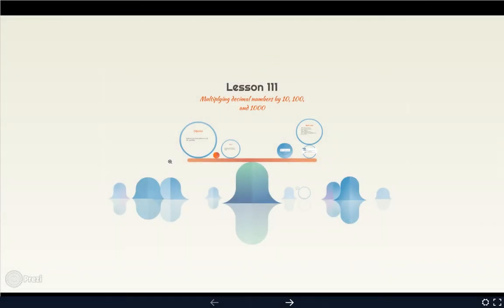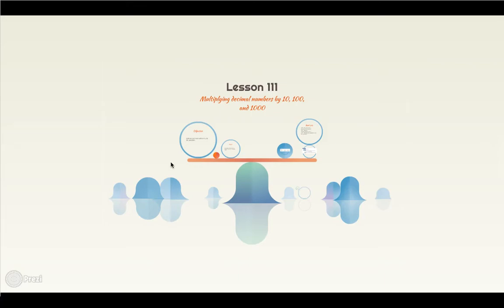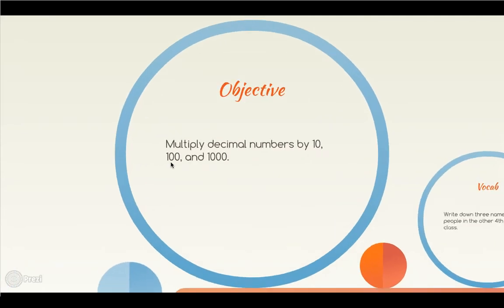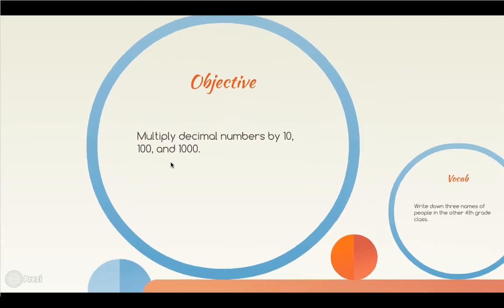We're on lesson 111, multiplying decimal numbers by 10, 100, and 1000. Our objective for today is exactly that, multiplying decimal numbers by 10, 100, and 1000.